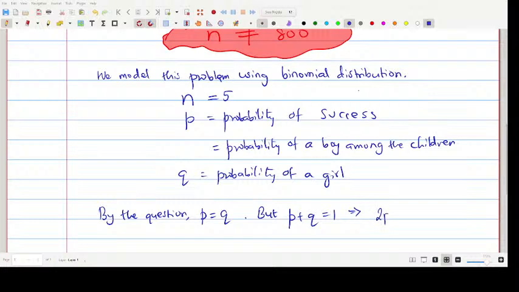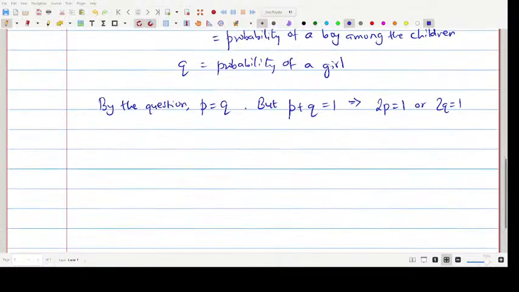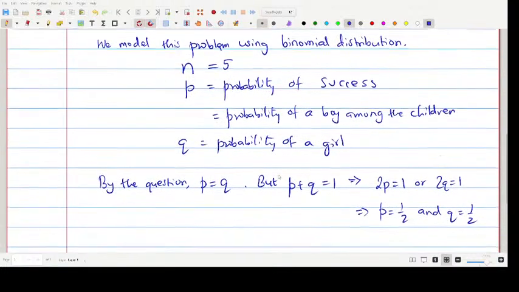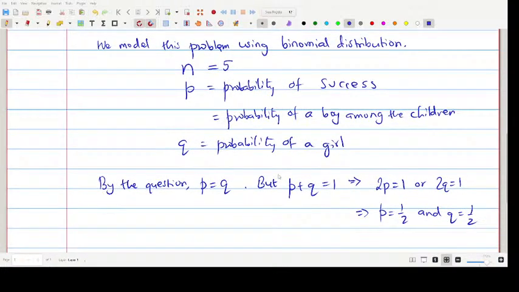So this will be 2p equals 1, or 2q equals 1, and that would give us p equals half. I mean, if p is half, q is also half, right? So p is half and q is half. Okay, so we have got the value of n, we have got the value of p. Now we will try to solve the problem, right?